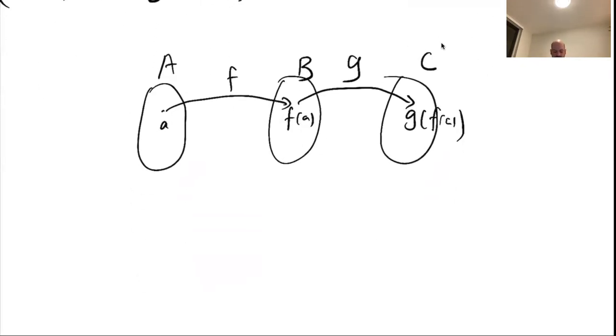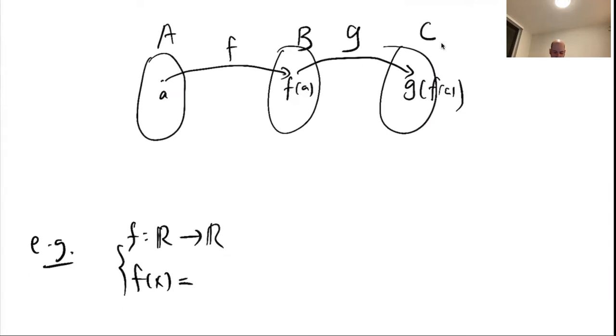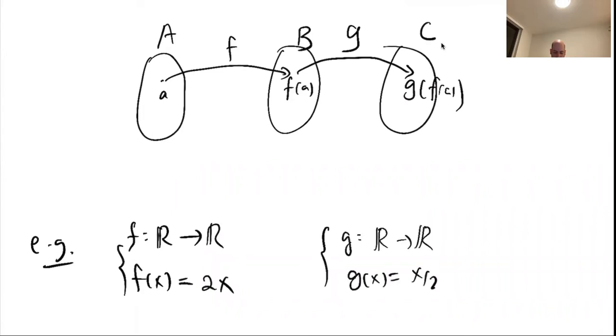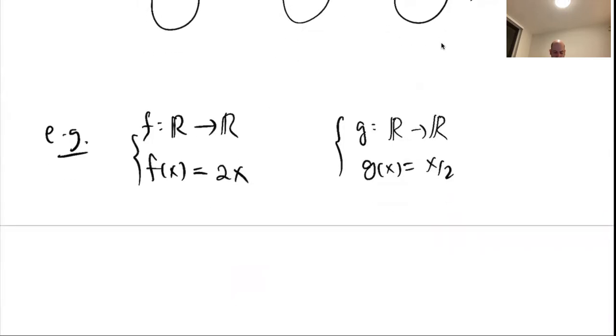So for example, let's say f from R to R, f of x equals, let's say, 2x, g from R to R, g of x equals x over 2. Find f of g of x.